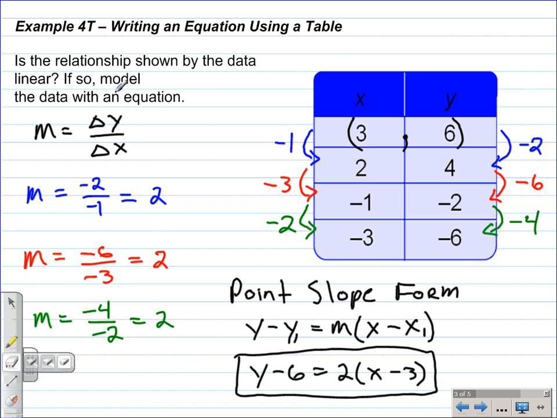So the relationship is linear, and one of the equations that we can use to model it would be this one here. We could have used any one of these 4 pairs of x's and y's as our point for the point-slope form.